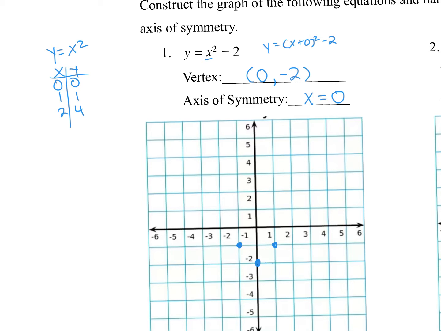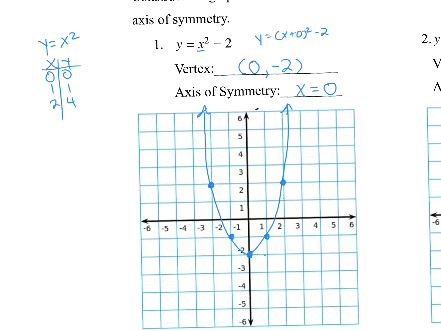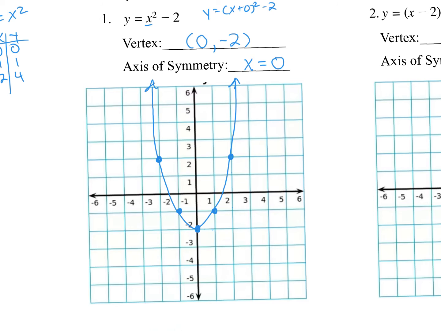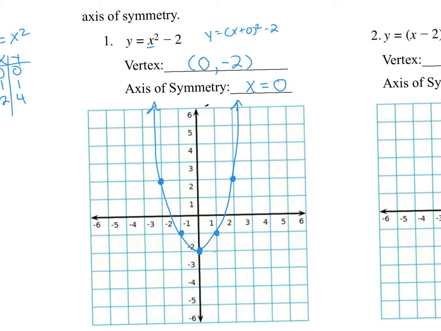So over 2, up 1, 2, 3, 4. Put another dot. Over 2, up 4. And now we want to connect this. This is a nice looking U, and that is our parabola. That is what our parabola should look like. And that is all the information I want: the vertex, the axis of symmetry, and several dots.